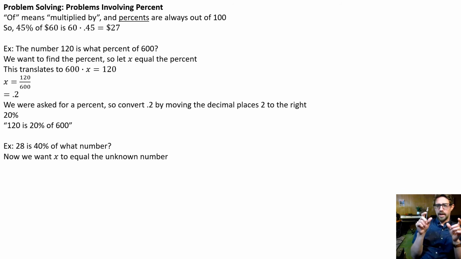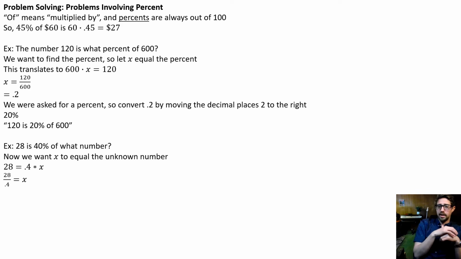And then think about what I just said. 28 is 40% of x. That's a math equation right there. 28 equals 0.4 times x. 40% of x means 0.4 times x. Like that. Okay, now we're dividing both sides by 0.4.